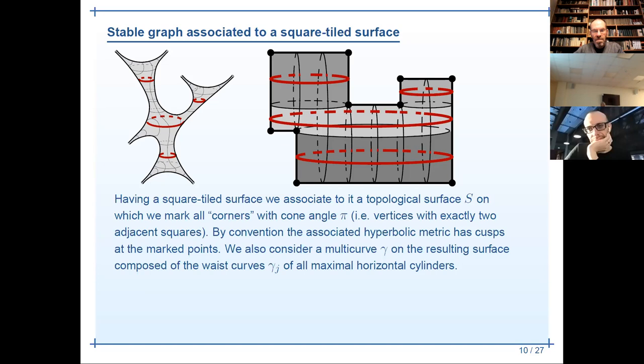This cusp corresponds to this guy. Here, this cusp corresponds to this guy. Then here and here, these two cusps, a fifth cusp, and at the bottom, two more cusps. So that's how I construct these cusps. And this is what is written on the slide: by convention, the hyperbolic metric which I associate to the surface on the right has cusps at the marked points.